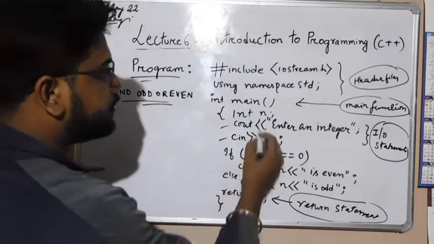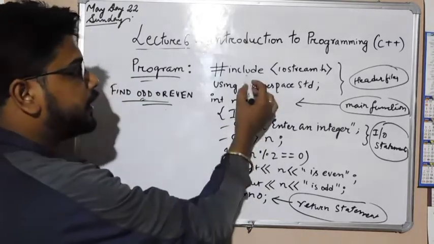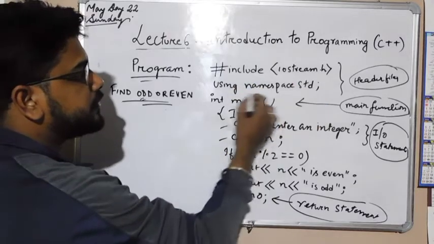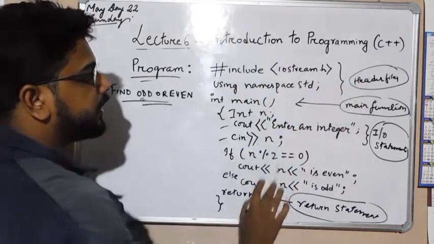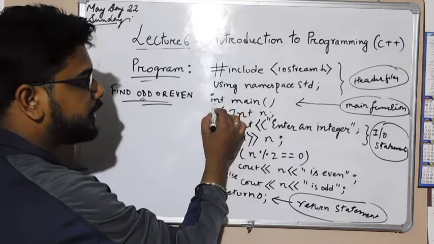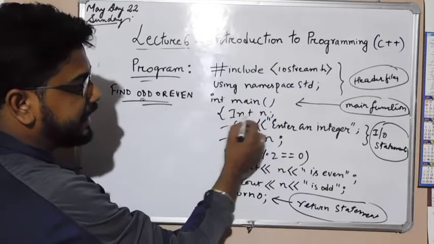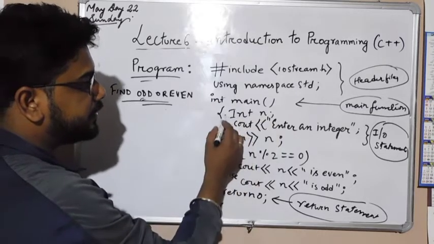I hope the program is visible to you all. So #include iostream, using namespace std. This is the header file part you write. Now you have to start with the main function, int main. Since we are operating on integers, int main, int n. This is what?